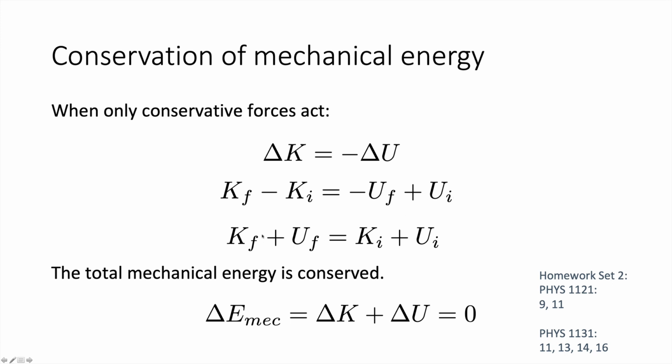So we can say that the final mechanical energy, which is the final kinetic energy plus the final potential energy, is equal to the initial mechanical energy, which is the initial kinetic energy plus the initial potential energy. So another way to say that is the total mechanical energy is conserved. The change in mechanical energy, which is the change in kinetic energy plus the change in potential energy, is equal to 0. So to practice using this, homework set 2 for 1A questions 9 and 11, for higher 1A questions 11, 13, 14 and 16.